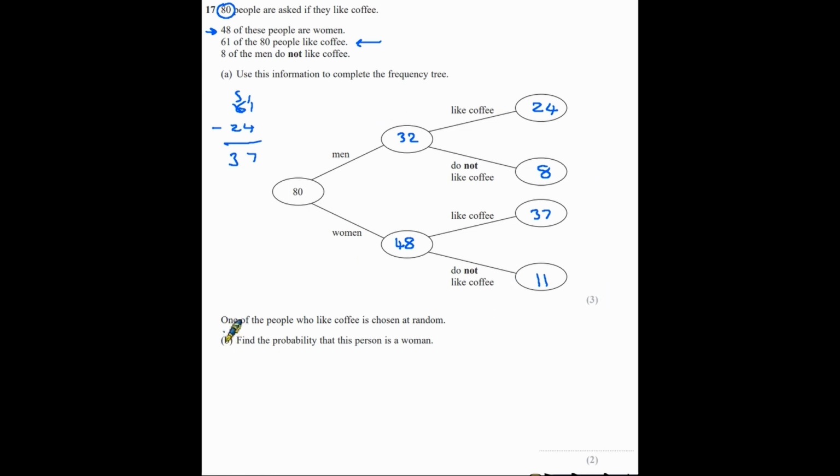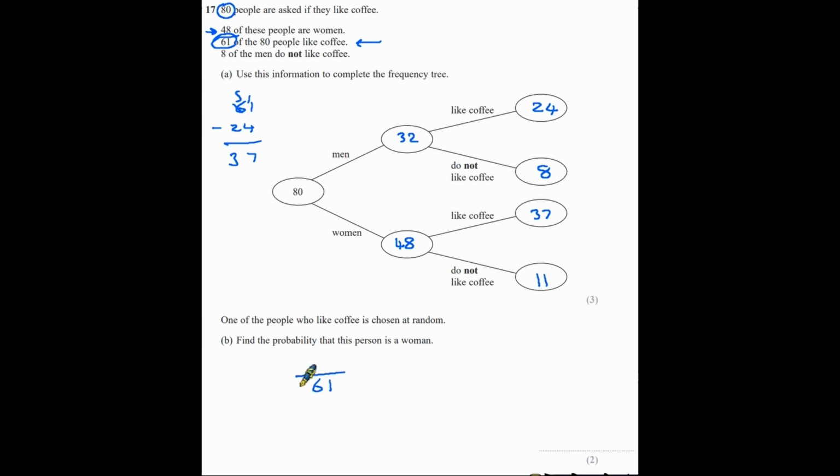Now we have another question. It says one of the people who like coffee is chosen at random. Find the probability that this person is a woman. Well, we're choosing a person who likes coffee. We know that there are 61 people who like coffee.